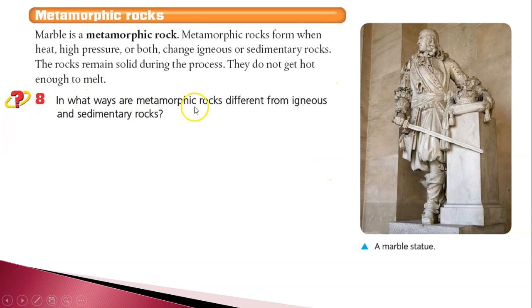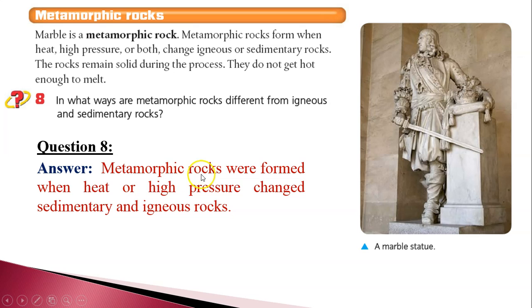In what ways are metamorphic rocks different from igneous and sedimentary rocks? The metamorphic rocks are formed when heat or high pressure change sedimentary and igneous rocks. Actually, the metamorphic rocks are obtained from igneous and sedimentary rocks, but the difference is that the high heat and pressure changes the properties.